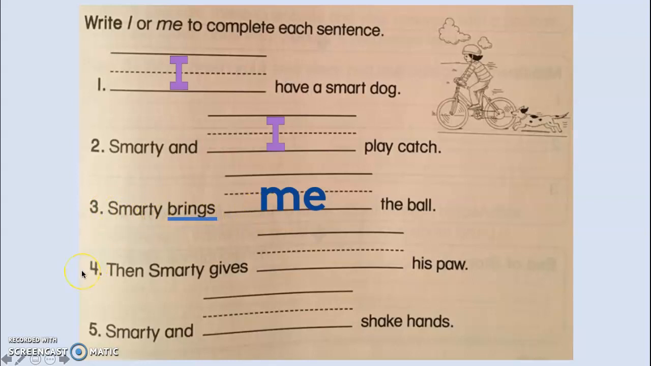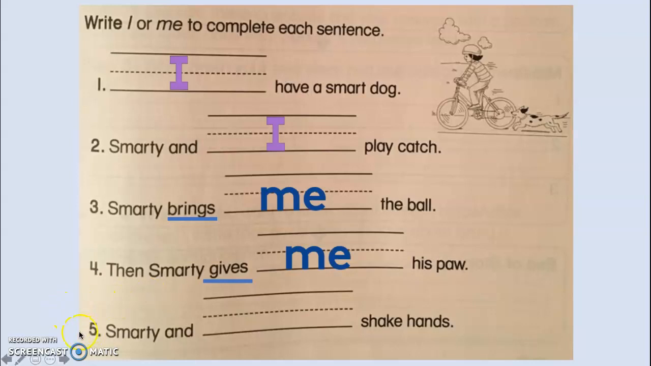Okay, read sentence number 4. It says, "Then Smarty gives ___ his paw." Oh, I see another action verb, gives. Then Smarty gives his paw. That gives me a hint of what pronoun I should use. Me. Then Smarty gives me his paw.